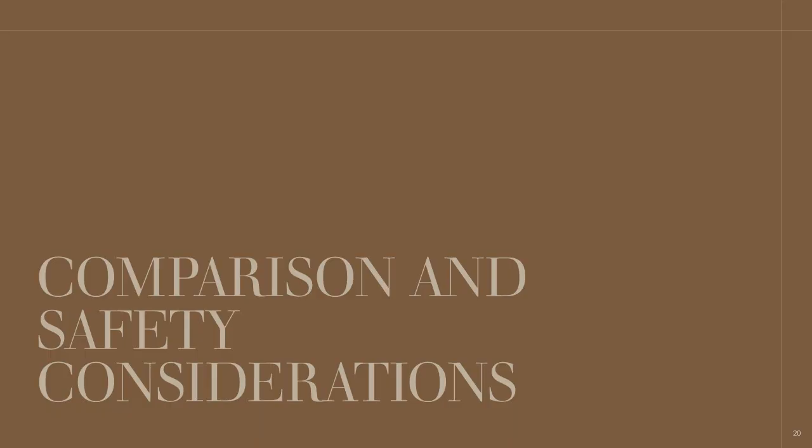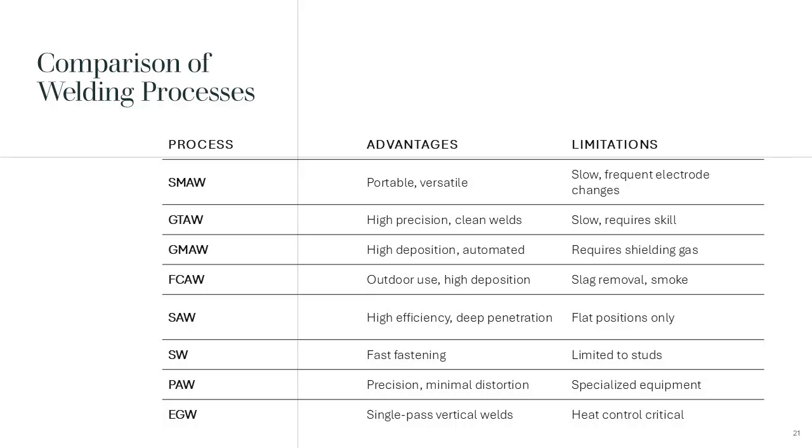Comparison of welding processes. Each welding process has distinct advantages and limitations. SMAW is portable and versatile but slower, GTAW offers precision but requires skill, GMAW and FCAW provide high deposition rates for fabrication, SAW excels in thick sections but needs mechanization, SW is fast for fastening applications, PAW delivers accuracy for critical joints, EGW is efficient for vertical welds.